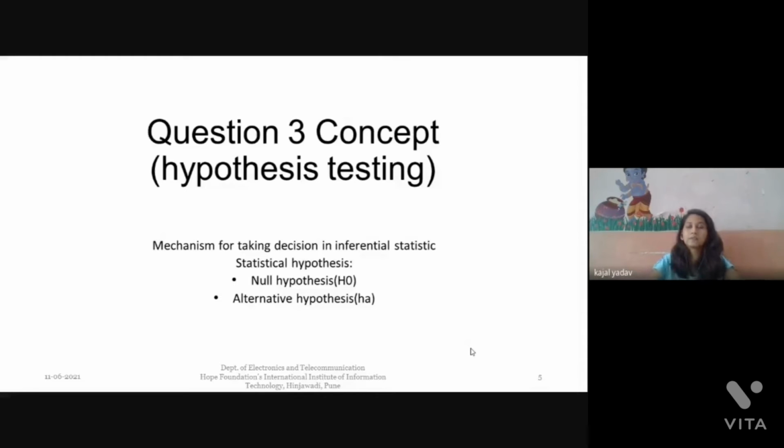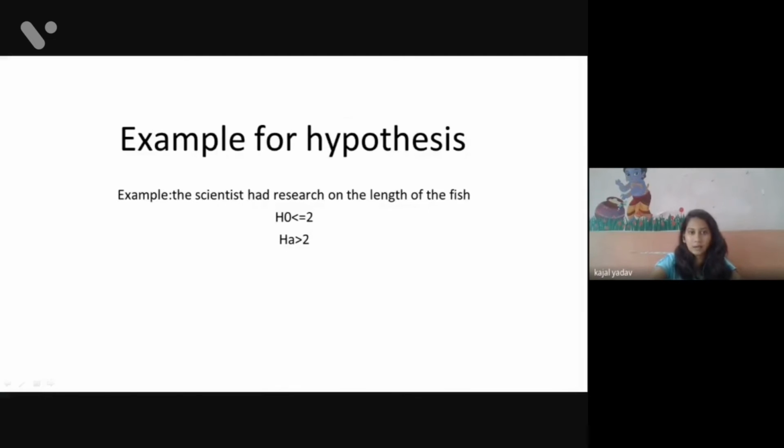The alternative hypothesis is the new belief, new statement that is true, and the old statement, the old belief, will be false. Then that will be the alternative hypothesis. We denote the alternative hypothesis as HA. So let us understand with an example for better understanding.